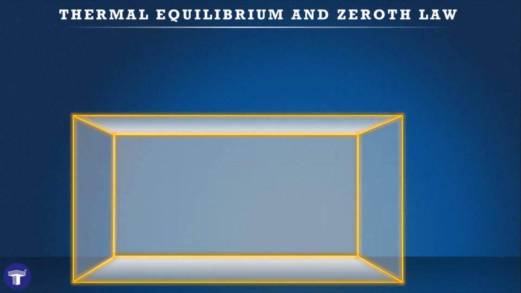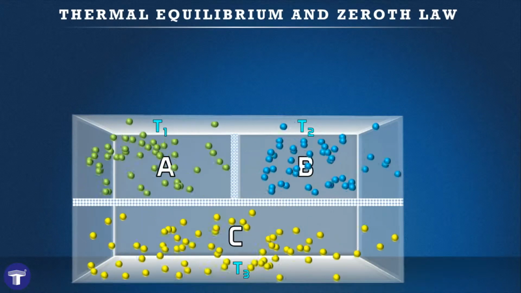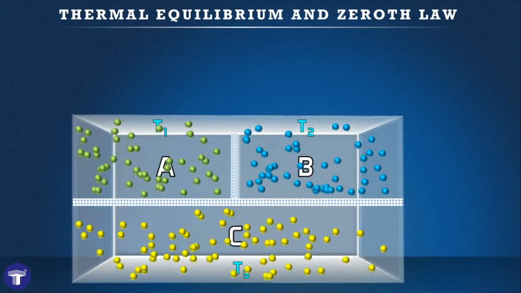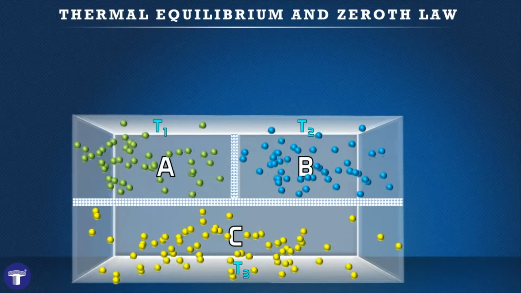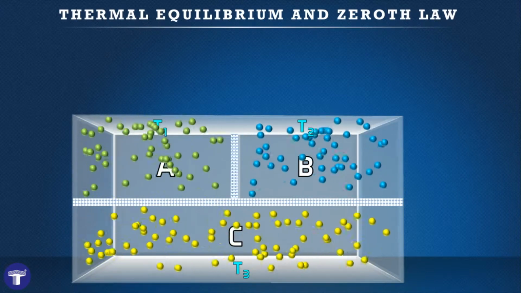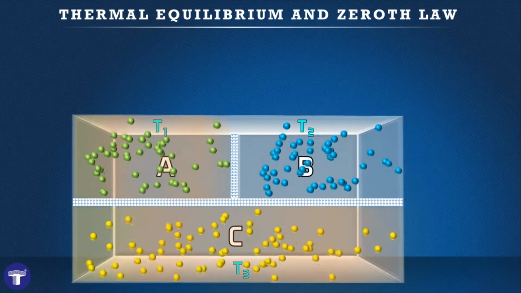Also remember that overall the box is insulated, which means that heat cannot escape from the box or enter it. So the entire box is insulated. This means that the systems can only interact with each other. That is, A can interact with C and B can interact with C. However, A and B cannot interact with each other.